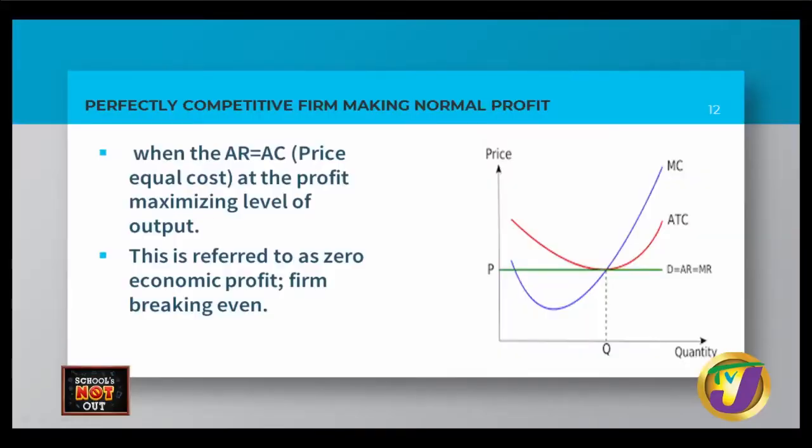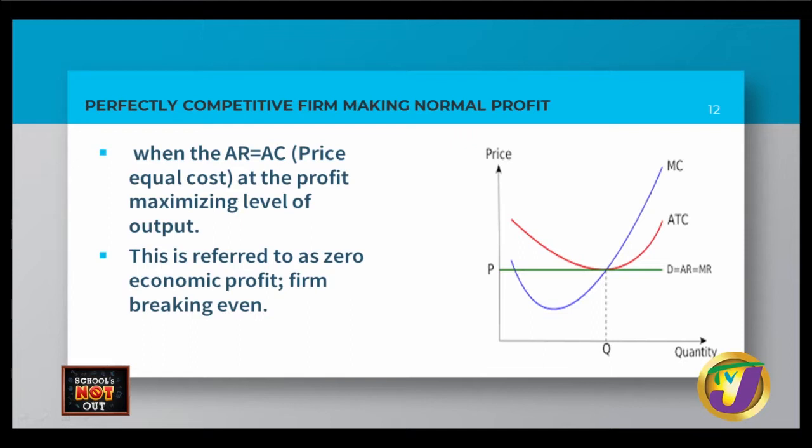Now, normal profit, this is where your price is equal to the cost of producing that profit maximizing level of output. It's also referred to as zero economic profit, or as we say, you are breaking even. So you are not making excess profit.